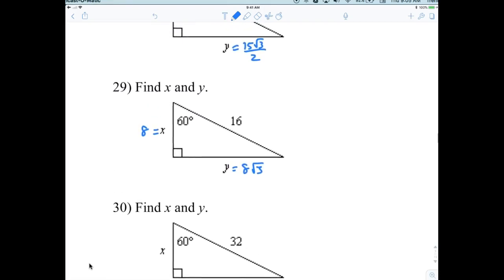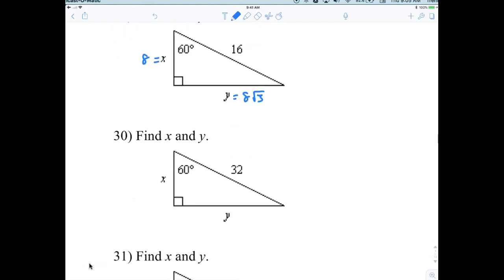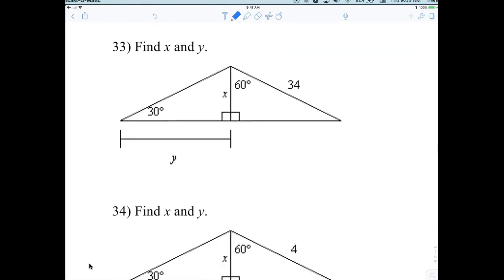Why is it that the one before was 15 and now this one's 8? What's 16 over 2? 15 over 2 is not that. 8 is half of 16. That's an actual math problem. That's why Sam said 7.5 is okay. It's the same.